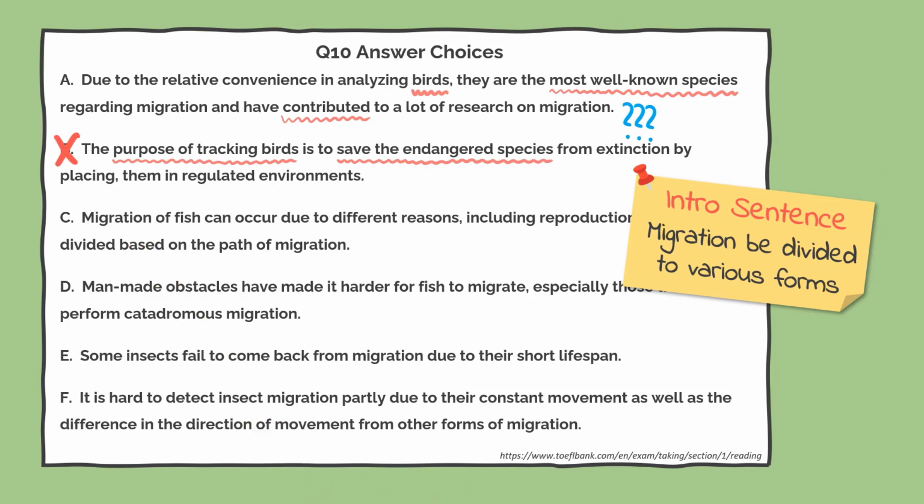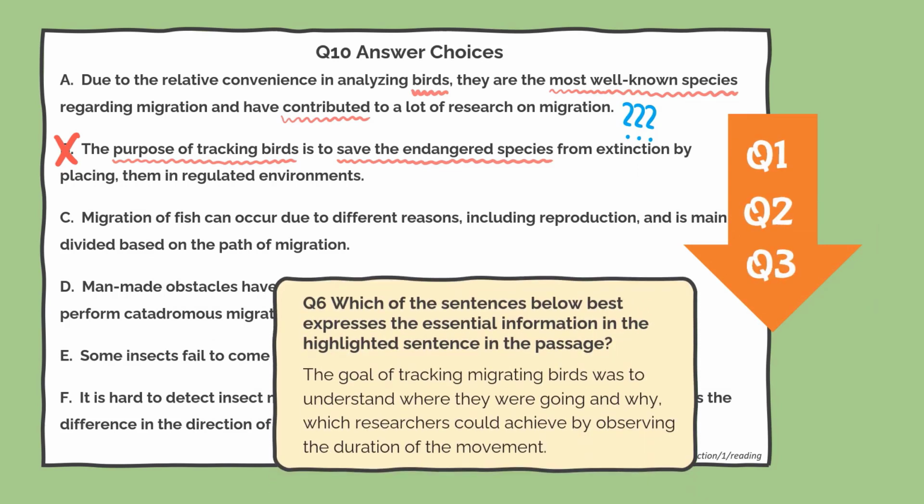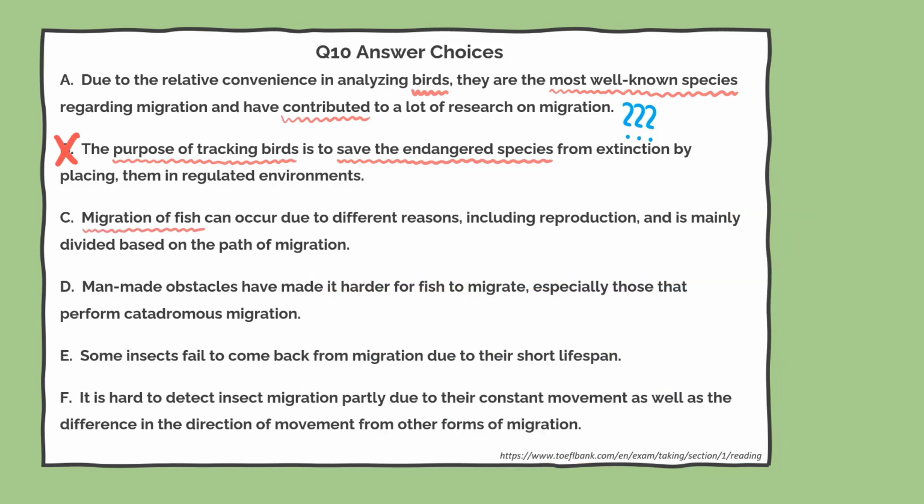Here's another way to figure out B. Answer the reading questions in the order TOEFL presents them to you. Question 6 highlighted a sentence. The goal of checking was to understand where they were going and why, so B is wrong. C is about fish migration. I'm not sure again, so write down some keywords and move on.